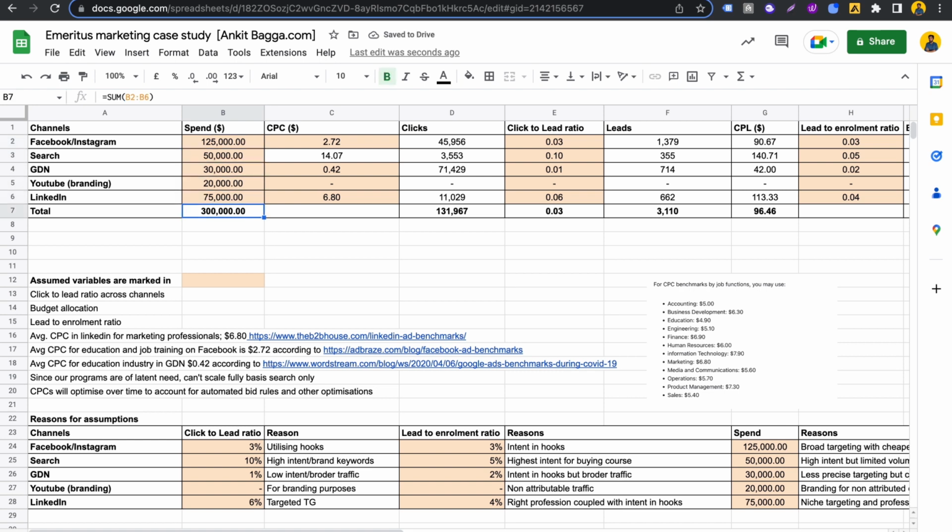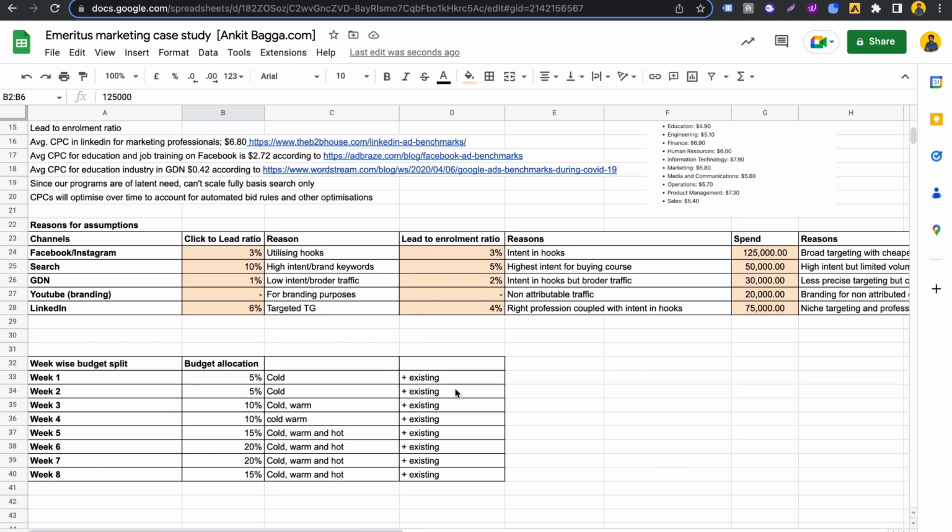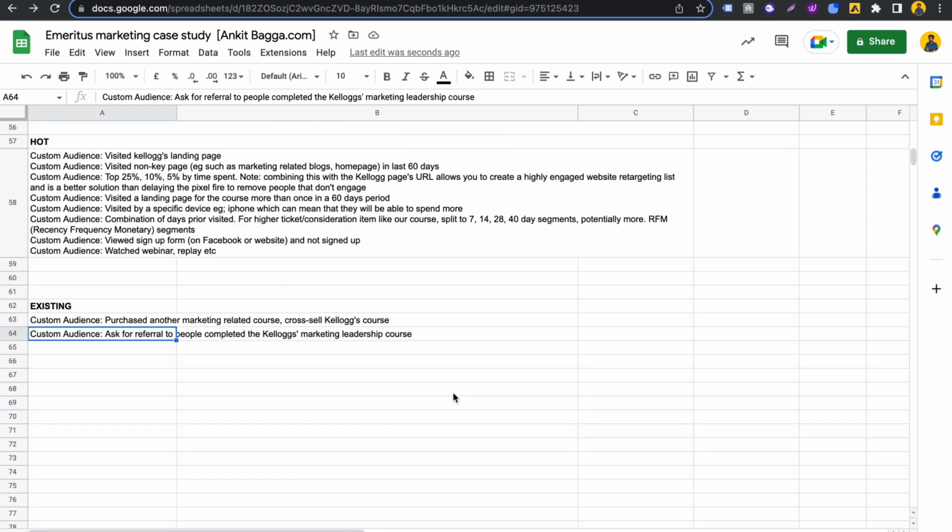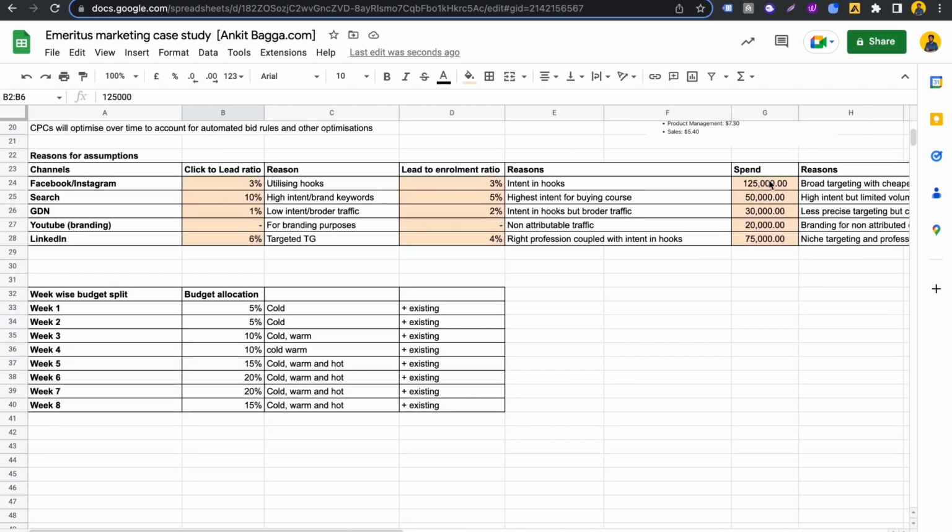So if you look at this, you've spent, this is the distribution. All the things that you see in, I could say, light orange are the ones that I've assumed. Assumed variables are marked in this color. So this is the distribution. The reason I've distributed this budget, I have mentioned the reasons here. I spent maximum on Facebook because I think it's cheaper clicks with broad targeting that you could get.